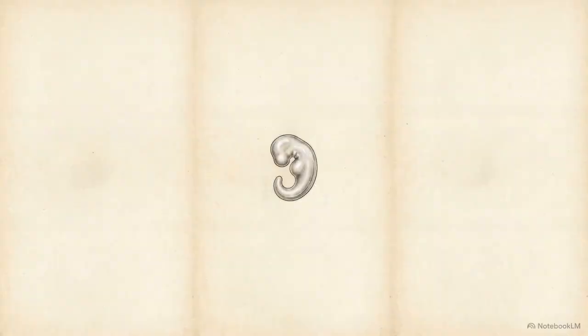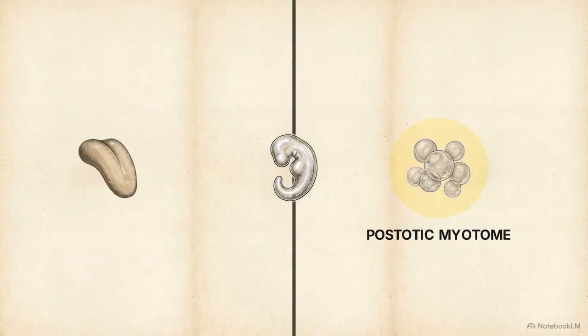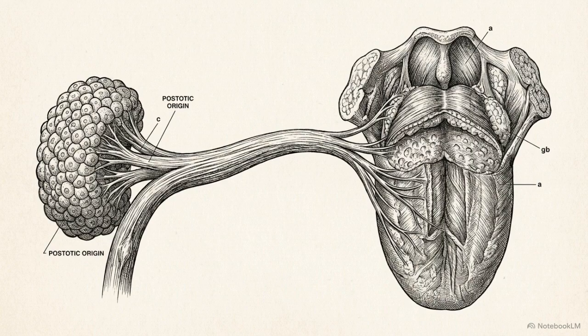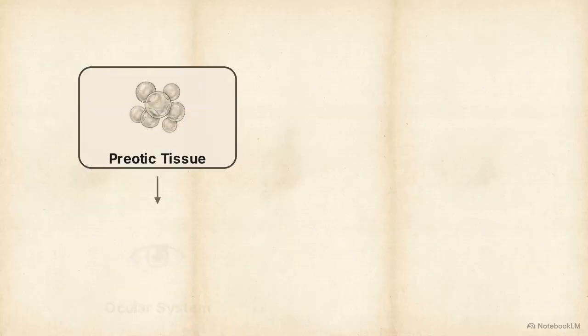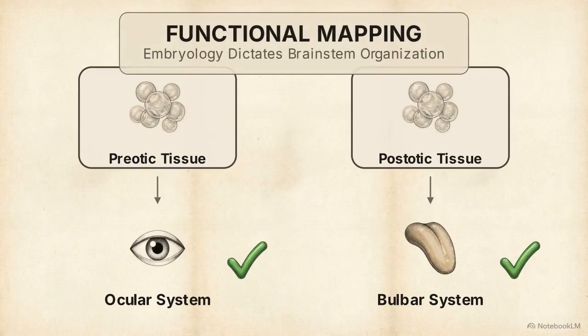This lower system is governed by the embryological counterpart, the postotic myotomes. These are the primitive somites that develop posterior to the otic vesicle, physically separated from the preotic tissue. This posterior origin point strictly dictates the hypoglossal nerve's biological destiny. It ensures the nerve is completely dedicated to controlling the tongue's bulbar motor system. Preotic tissue creates the ocular system. Postotic tissue creates the bulbar system. By tracking the embryology, you map the functional components of the brainstem without requiring rote memorization.